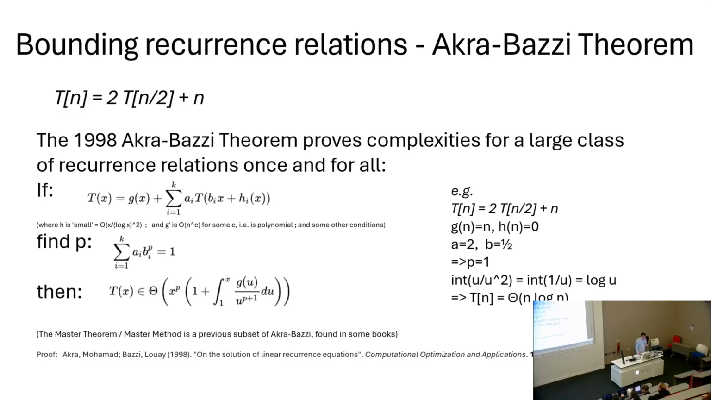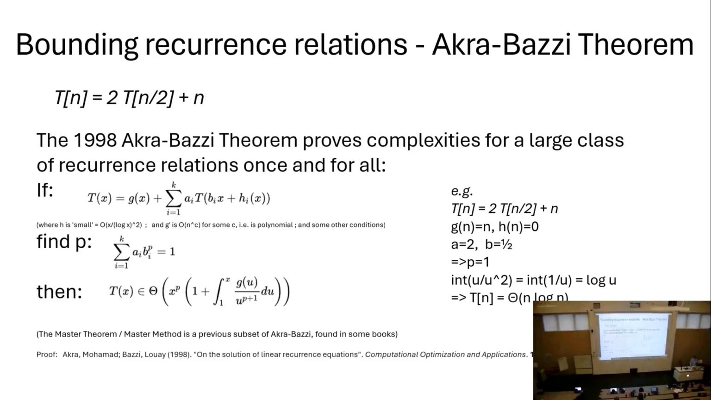Since 1998, we have had this really super fast way of doing that called the Akra-Bazzi theorem. You might have come across the master method in older textbooks. The Akra-Bazzi theorem is a generalization of the master method, and it will just give you the complexity very quickly for a large class of recurrence relations. So if you're given any sort of recurrence relation like this that you've derived from your algorithm, the Akra-Bazzi theorem says if you can write it in this form, so there's some function of x, or n we usually call it, some immediate function of n plus a sum of weighted recurrences.